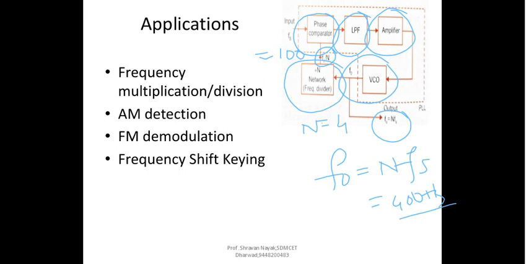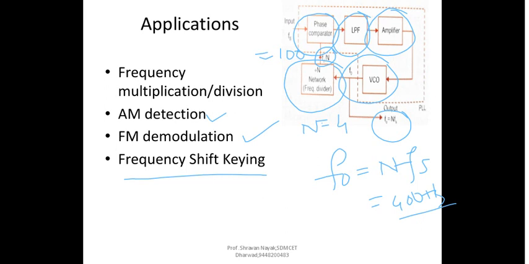Like that you can have the different applications, like amplitude modulation detection, frequency modulation demodulation. Then you have one more application called frequency shift keying. This is also one important application of your PLL. These are all coming in your electronic circuits. What exactly is the meaning of frequency shift keying? When we discuss communication circuits, at that time we will be able to understand these things in a better way.